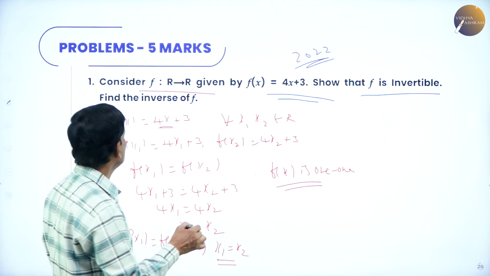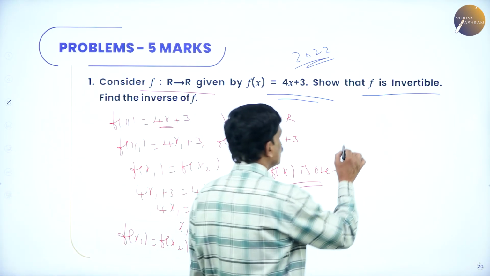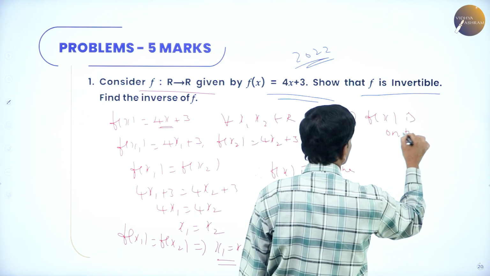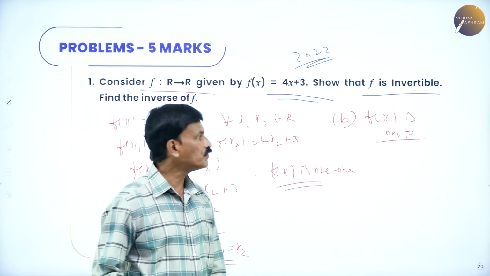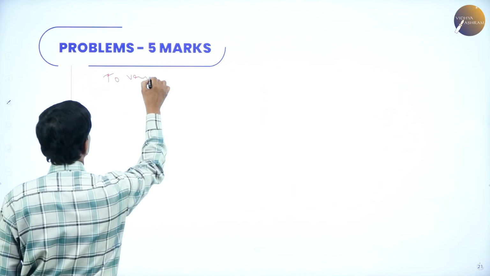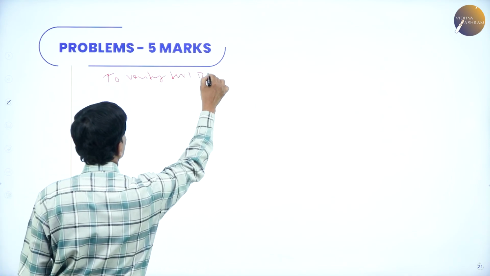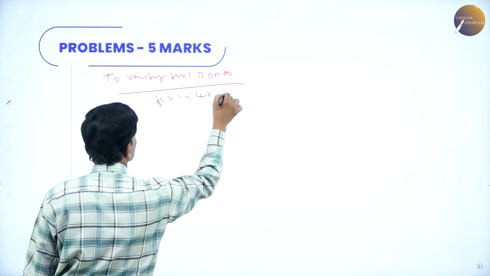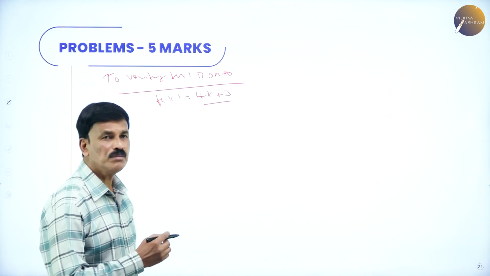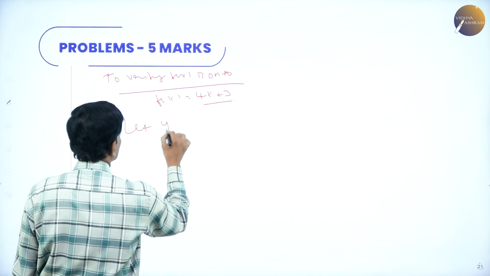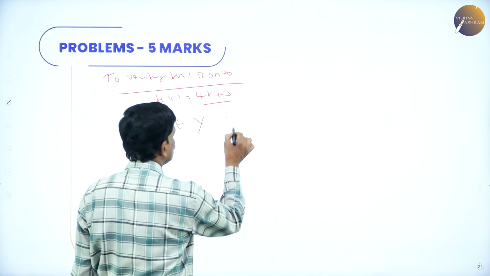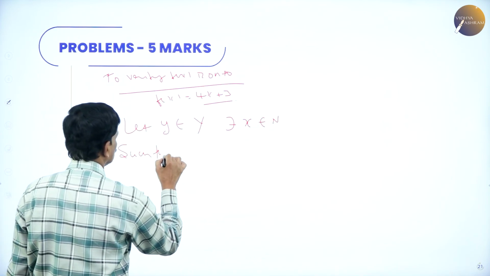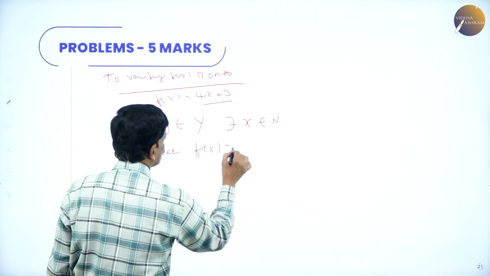Now to verify f of x is an onto function. Now the second part, to prove that f of x is onto function. Now what is given? F of x is equal to 4x plus 3. This is given. Let y belong to capital Y. Let y belong to Y. There exists x belonging to R such that f of x is equal to y.